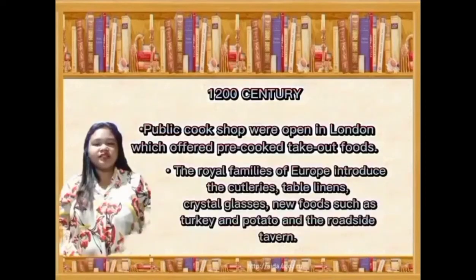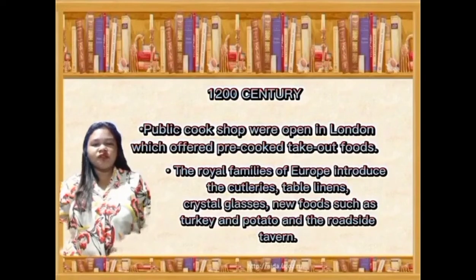In the 12th century, public cook shops were opened in London, which offered pre-cooked and take-out foods. The royal families of Europe introduced cutlery, table linens, crystal glasses, and new foods such as turkey and potato in the roadside taverns.